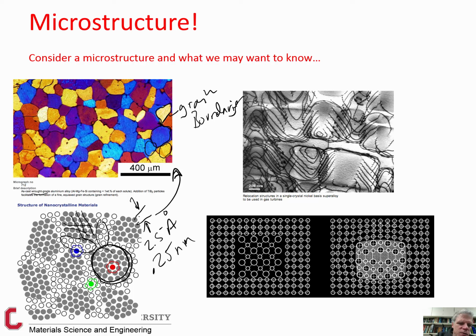Another vocabulary word in here is wrought. Wrought means worked, which is different than as-cast. So it says as-cast wrought grade aluminum alloy. I think this is a working grade, but it's cast. But be that as it may, this is what's important: you've got these crystals and boundaries between them.